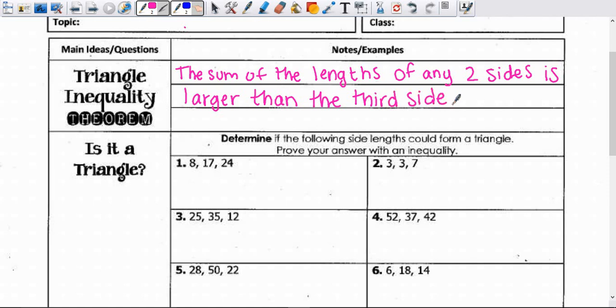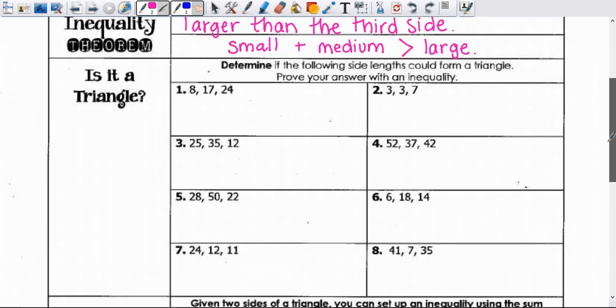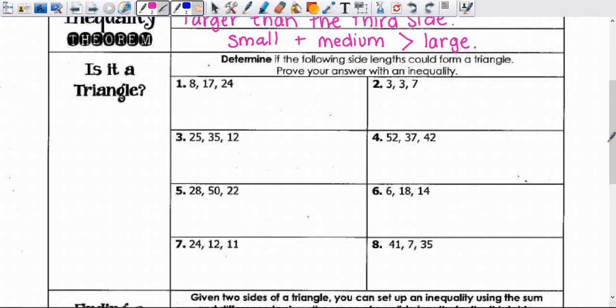Alright, what that kind of boils down to is this, which you will have to remember. Small plus medium has to be greater than large. When I'm talking small, medium, and large, I mean the small side, the medium side, and the large side of a triangle. And you'll see how that works when we go through these examples. So, determine if the following side lengths could form a triangle. Okay? If small plus medium is not bigger than large, it will not form a triangle.